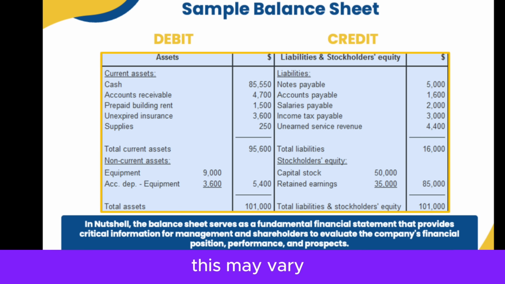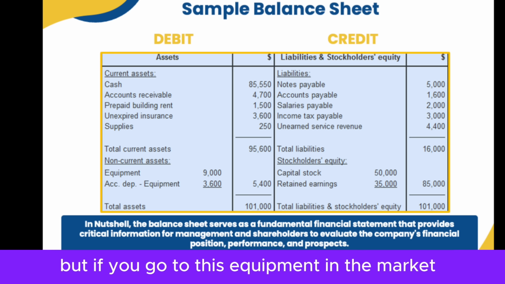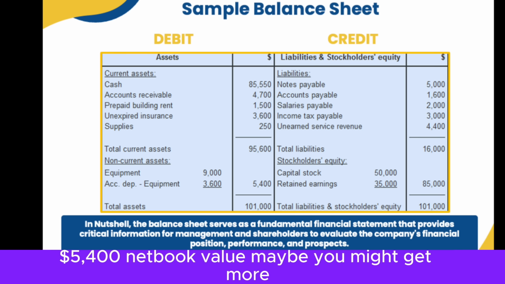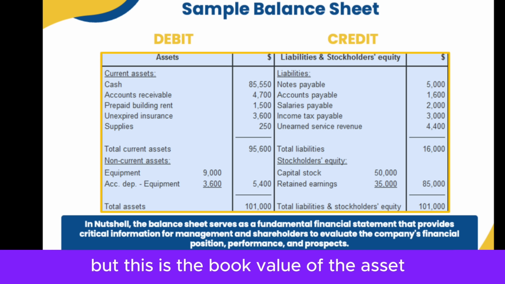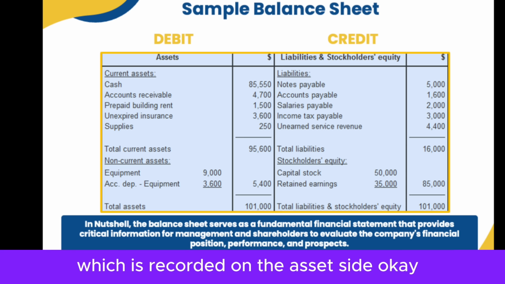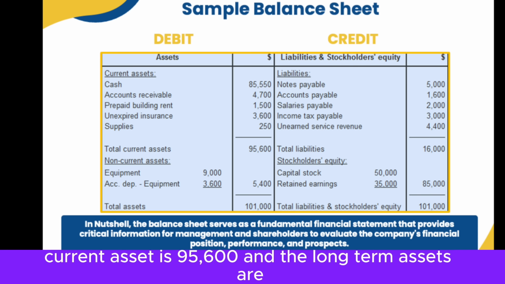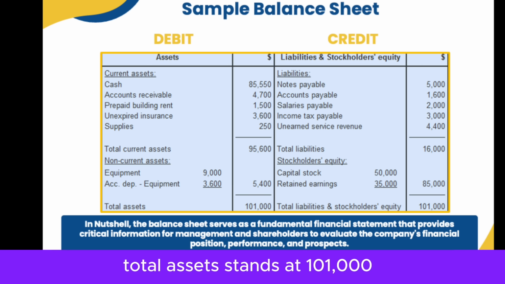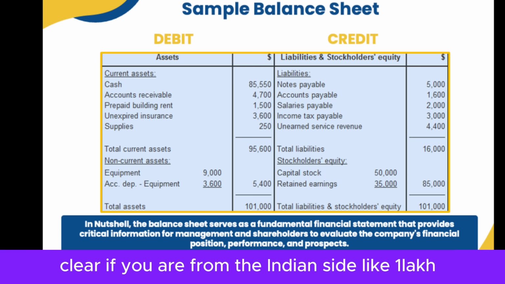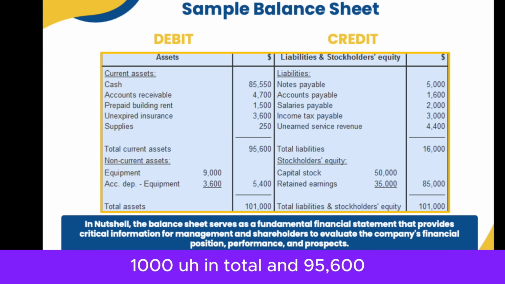All right. This may vary, but if you go with this equipment to the market and try to sell it for $5,000, $5,400 net book value, maybe you might get more, you might get less. It depends, but this is the book value of the asset, which is recorded on the asset side. All right. So if you see the total of the assets, current assets are 95,600, and long-term or non-current assets are 5,400. Total assets stand at 101,000. Clear? If you are from the Indian side, it's like 1,01,000 in total, and 95,600 total current assets, total non-current assets 5,400, and total assets 1,01,000.